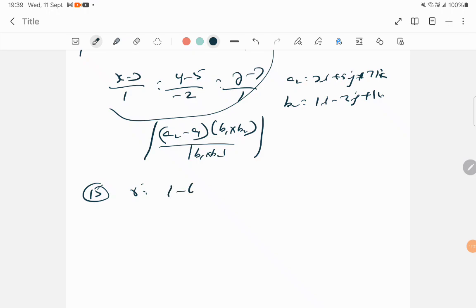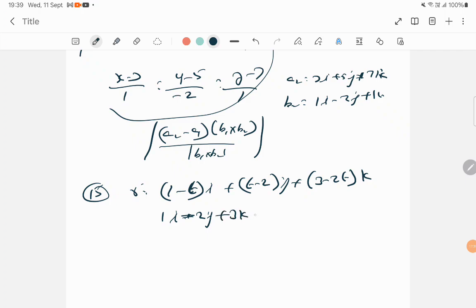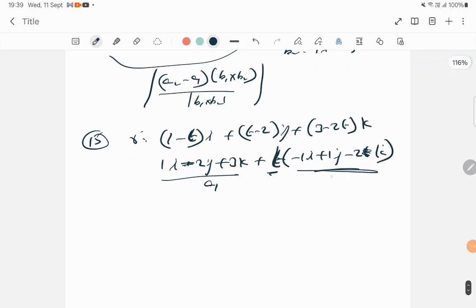R vector is equal to 1 minus t into i plus t minus 2 into j plus 3 minus 2t into k. First of all, I don't like this format. It has to be 1i minus 2j plus 3k plus t times minus 1i plus 1j minus 2k. T has been taken out, so that it gets in the format A vector plus lambda times B vector, where t here serves as lambda. So write it in the right format so that you can identify this as A1 and B1.